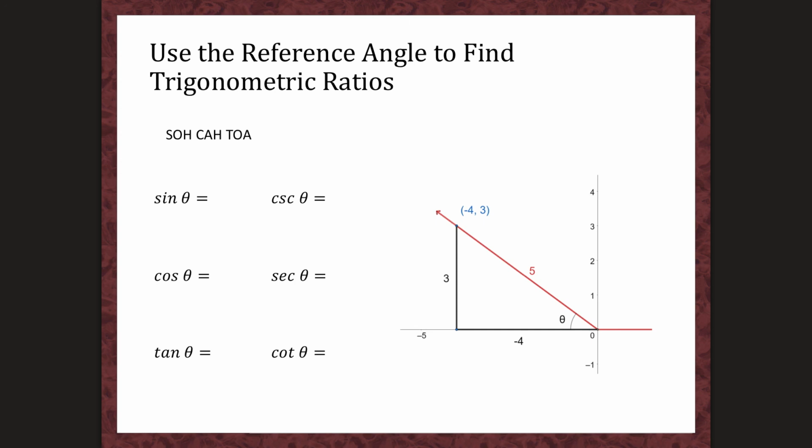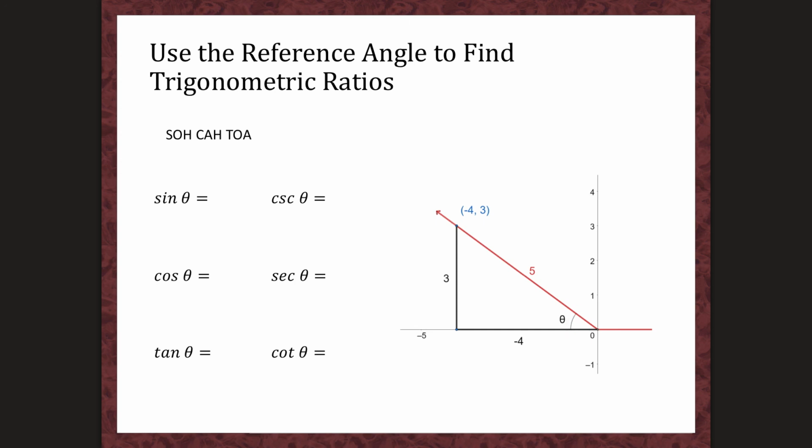Sine, cosine, and tangent are generally the ones I find first because I have this nice little mnemonic device, SOHCAHTOA, to remind me that sine is the opposite over hypotenuse, cosine is the adjacent over hypotenuse, and tangent is opposite over adjacent. We know what our angle is. Our angle is theta. It is down here.